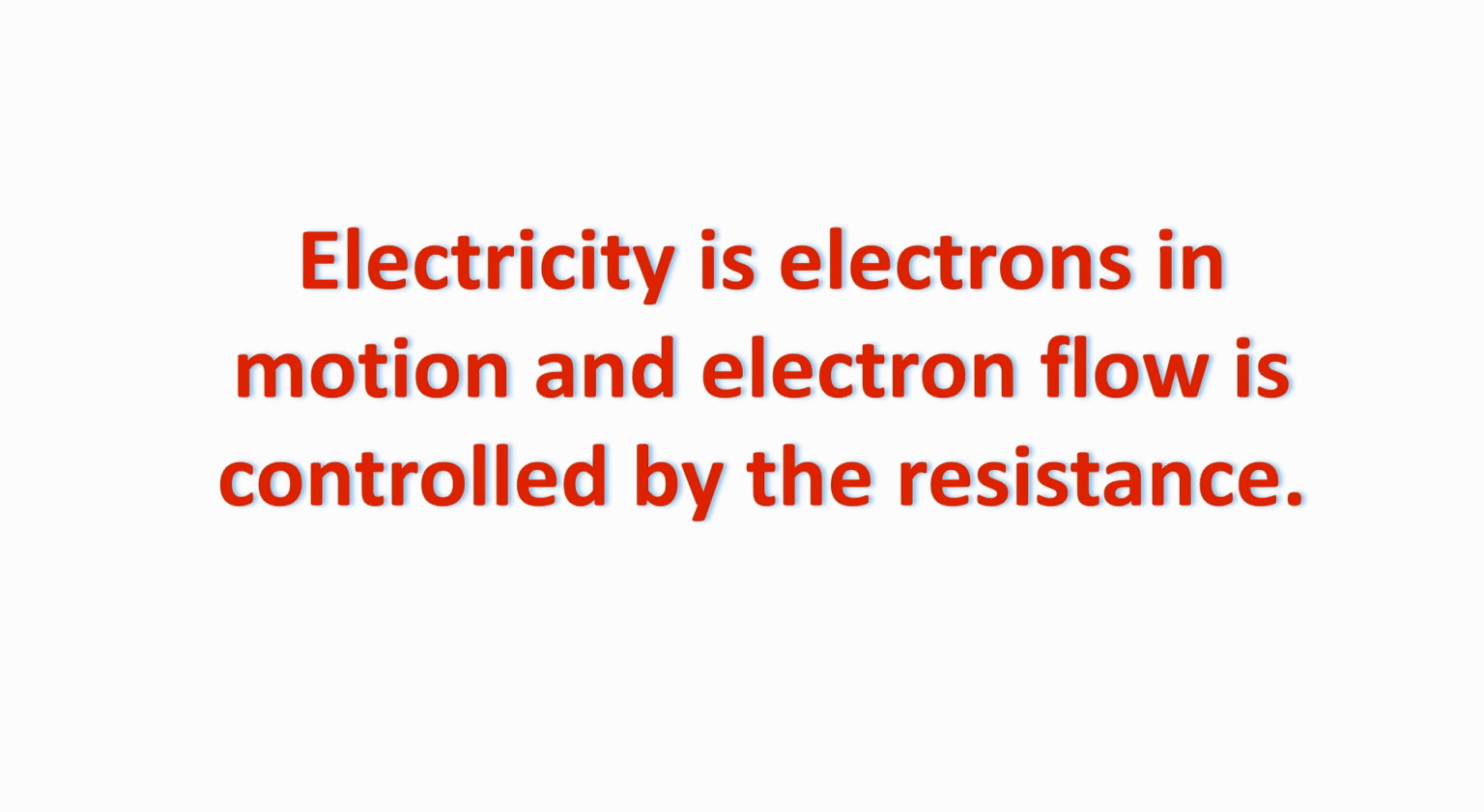Electricity is electrons in motion and electron flow is controlled by the resistance. Since this is the most important item to remember, we will say it once again. Electricity is electrons in motion and electron flow is controlled by the resistance.